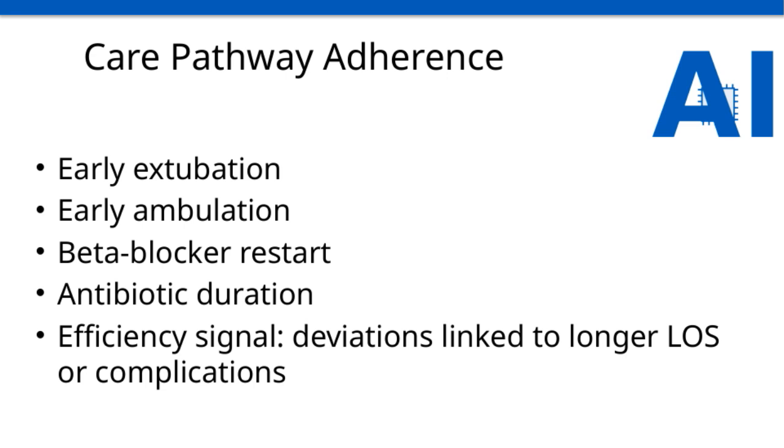We also need to be aware of what we call the efficiency signal, noticeable deviations from the expected pathway that are linked to longer hospital stays or increased complications. Recognizing these signals allows us to intervene early. Lastly, adherence to the care pathway itself is essential. Following established protocols consistently helps us deliver high-quality, efficient care that benefits our patients and streamlines their recovery process.